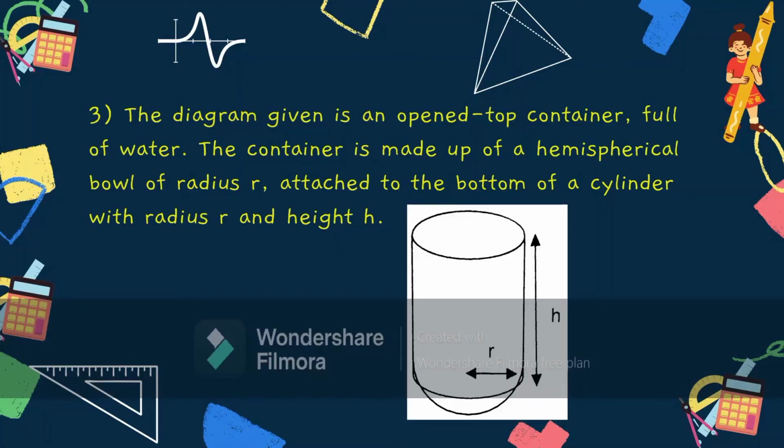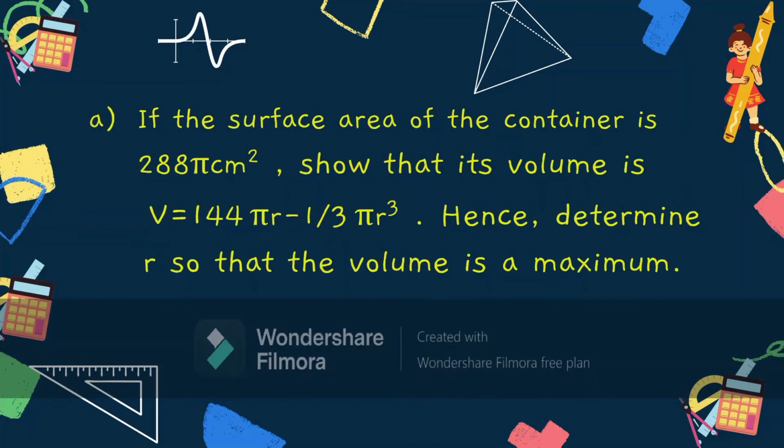Problem statement 3. The diagram given is an open-top container full of water. The container is made up of a hemispherical bowl of radius r attached to the bottom of a cylinder with radius r and height h. If the surface area of the container is 288 pi cm squared, show that its volume is V equal to 144 pi r minus 1 over 3 pi r cubed. Hence, determine r so that the volume is a maximum.